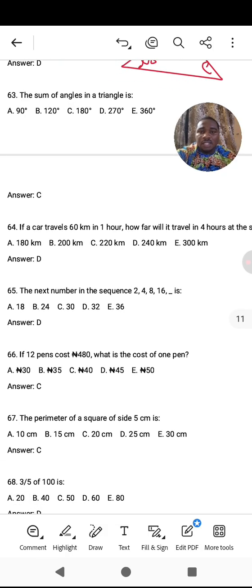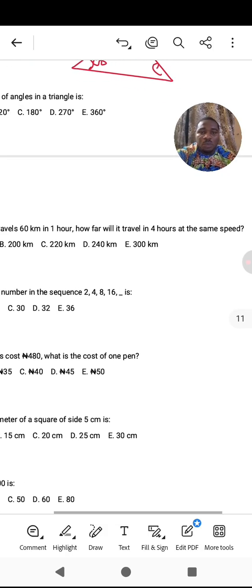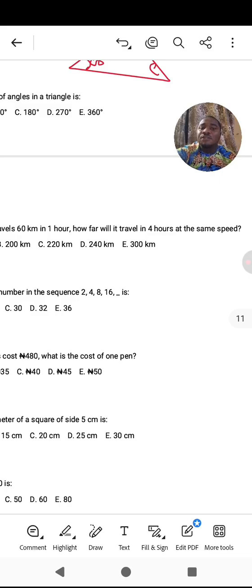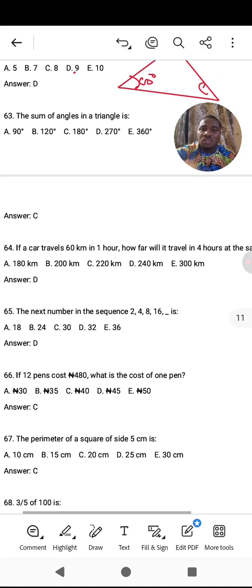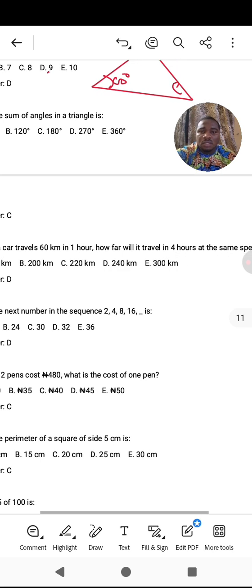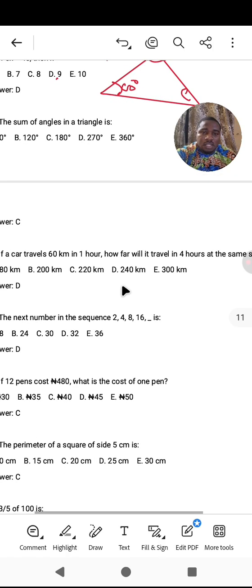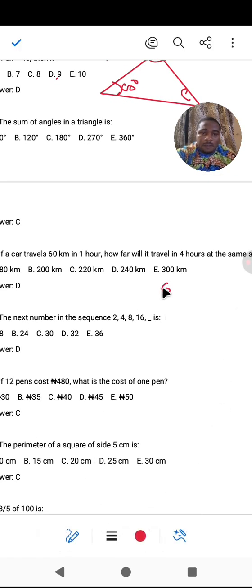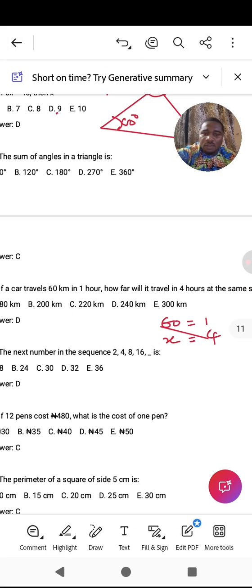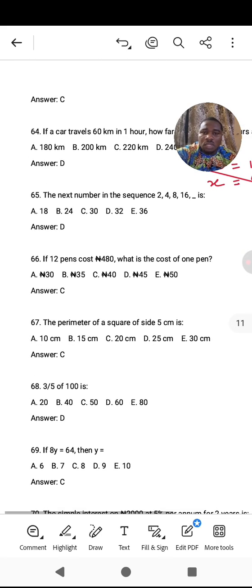Now see, a car is traveling at 60 km per hour. How far will it travel in 4 hours at that same speed? So this is very simple. You just multiply 4 by 60, right? Because they say 60 km is equal to 1 hour. So now we don't know the kilometers it will cover in 4 hours. Just cross multiply and then you get 240, and it's straightforward. 60 multiplied by 4, right?